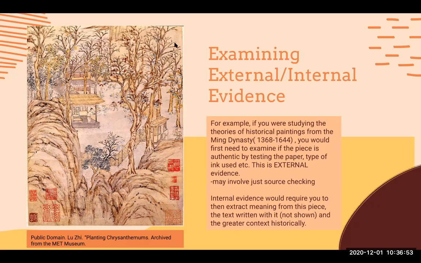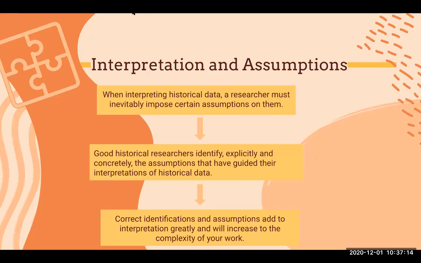So moving to internal evidence would require you to then extract the meaning from the piece and the text written on it, which is not shown, but there is a small poem that goes along with this that shows the meaning of the painting, and that's where we can extract internal evidence from. And then we would need to find the greater context historically.